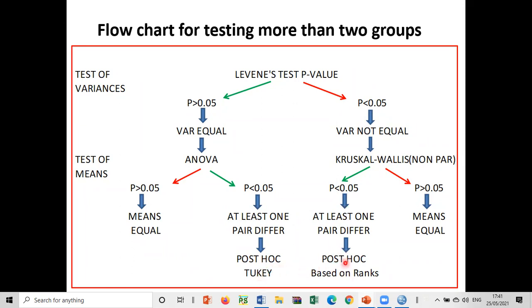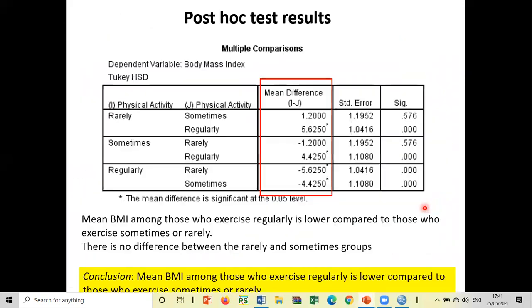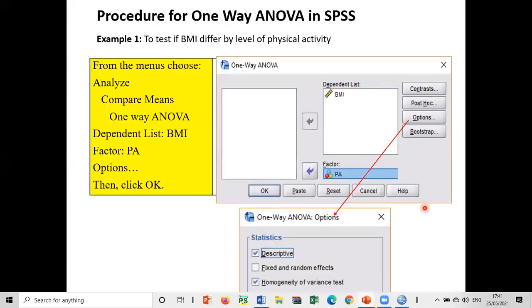These are based on ranks. If more than 0.05, we say no difference. Right? Okay. Let's do it. Okay, go to the data, do the analysis.